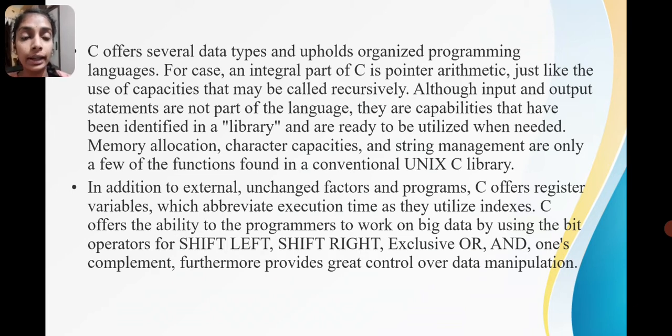Memory allocation, character functions, and string management are only a few of the functions found in the conventional Unix C library. In addition to external and static variables, C offers register variables, which shorten execution time as they utilize registers. C offers programmers the ability to work on big data by using the bit operators for left shift, right shift, exclusive or, and one's complement, and furthermore provides great control over data manipulation.